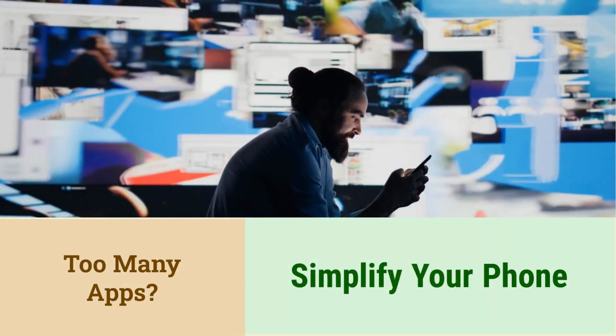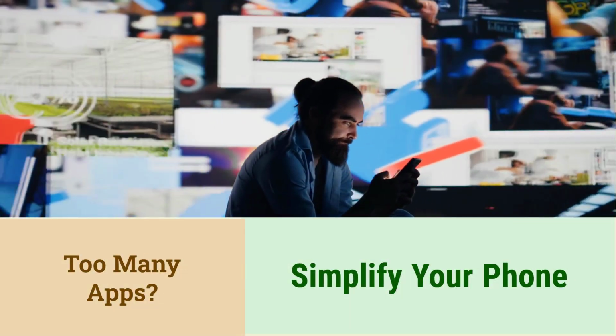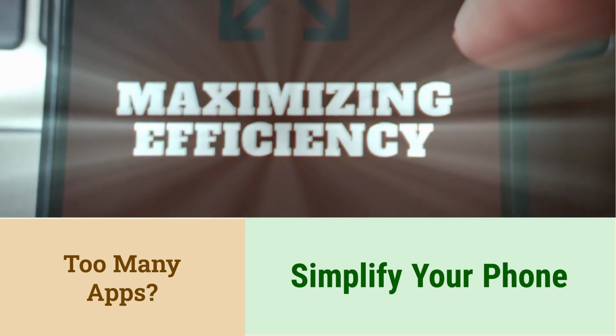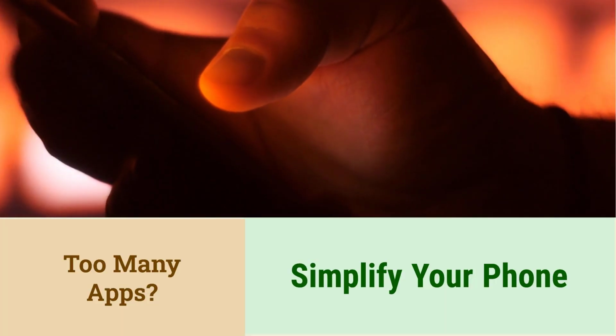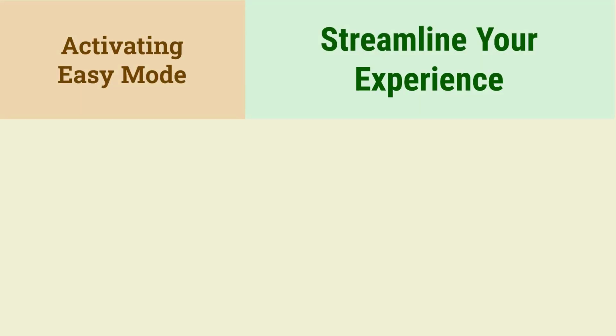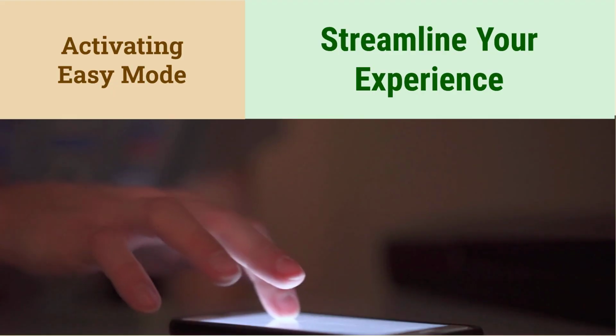Sometimes, the sheer number of apps and options on a smartphone can feel overwhelming. All that screen clutter and complexity can make it difficult to find what you need. Fortunately, there are ways to simplify your phone's interface. For many Android phones, there's an easy mode designed to streamline your experience.